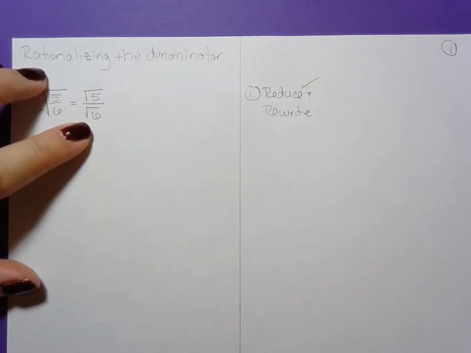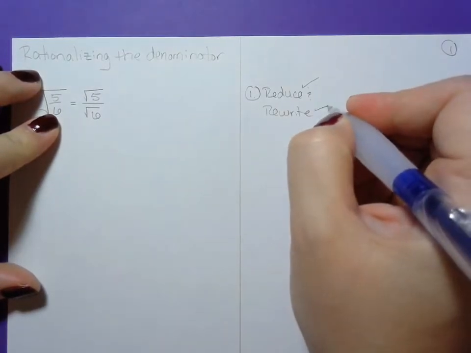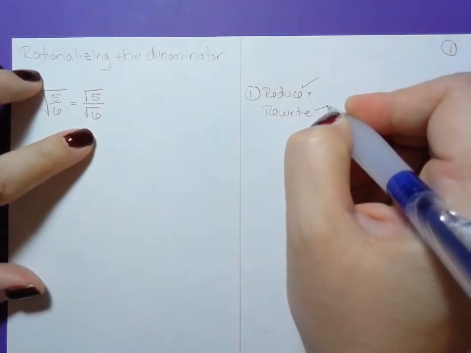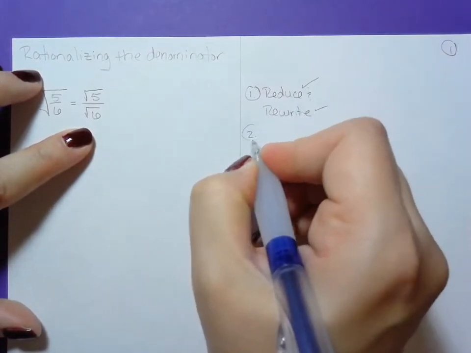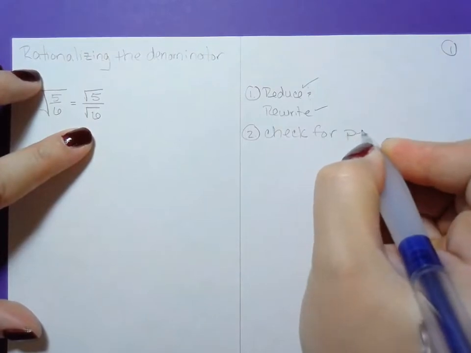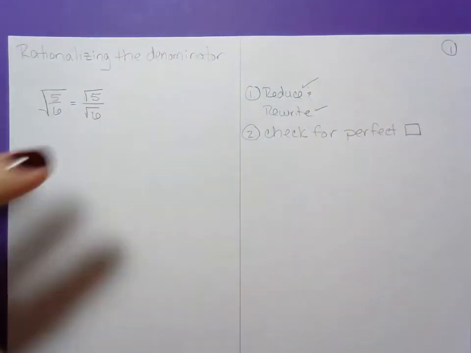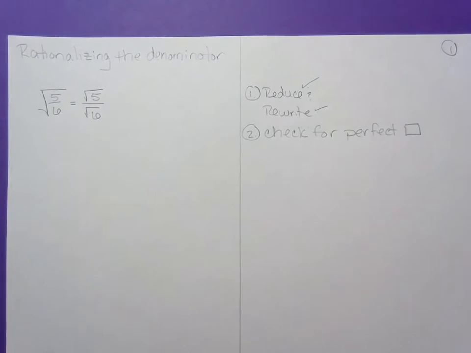So the next thing we're going to do, after we've reduced this fraction, which didn't reduce, but we were able to rewrite it, is look for perfect squares. So the second thing we want to do is check for perfect squares. I'm going to put a square there for perfect squares. 5 is not a perfect square. 5 is actually a prime number, so I can't do anything about that. 6 is not a perfect square.